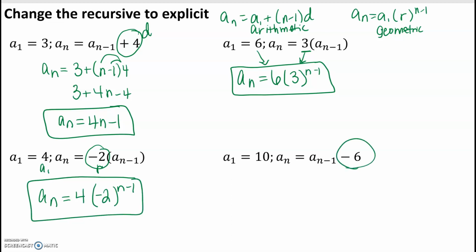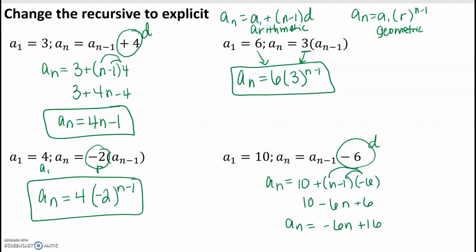And my last one, this has a -6 on the end. It's not multiplication, so that's my common difference. So I know this one's arithmetic. I'm going to take my first term, which is 10. I'm going to add to that n minus 1 times this -6. Distribute my -6, so I end up with -6n plus 6 there. And when I simplify that down, I have -6n plus 16 as my rule.